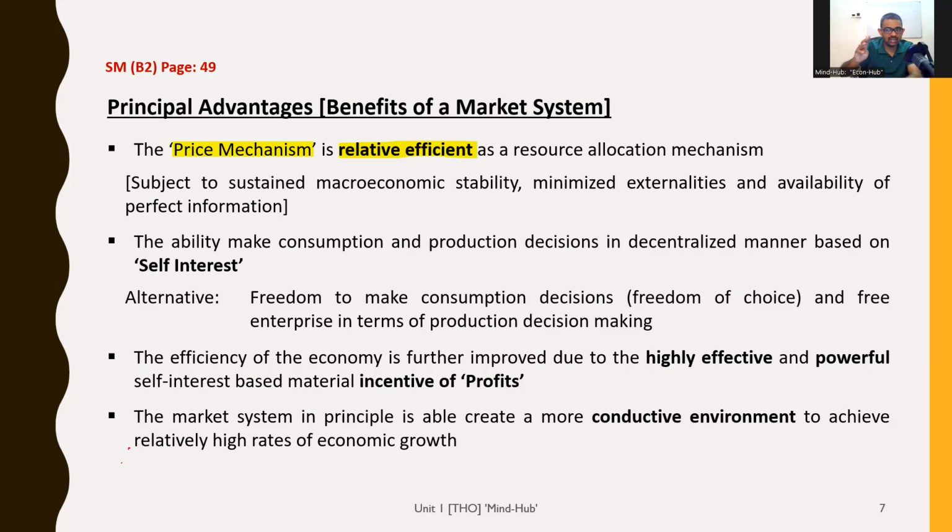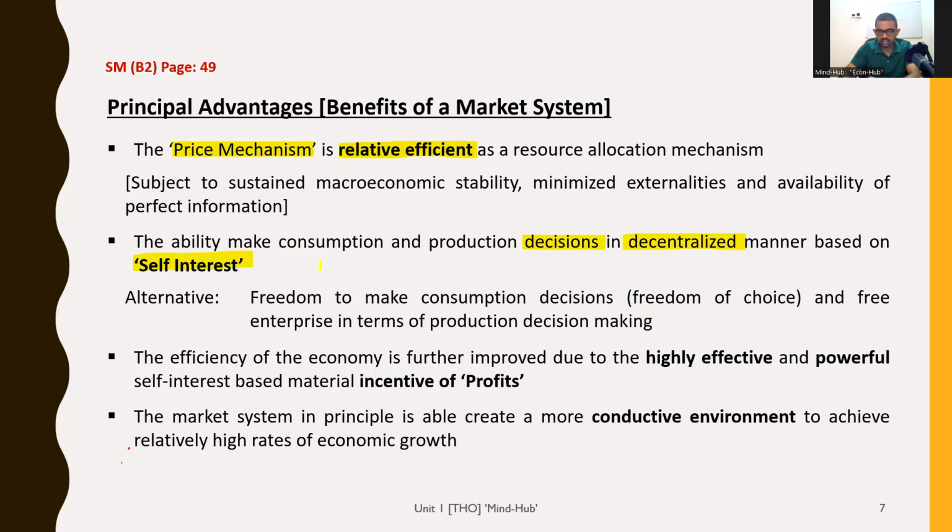Can you see what I did there? 3, the number, and I recalled. Then number 2, the ability to make consumption and production decisions in a decentralized manner. So decentralized decision making is the key point. And the decisions can be made based on what interest? Self-interest, the ability to make decisions based on self-interest, decentralized decision-making.